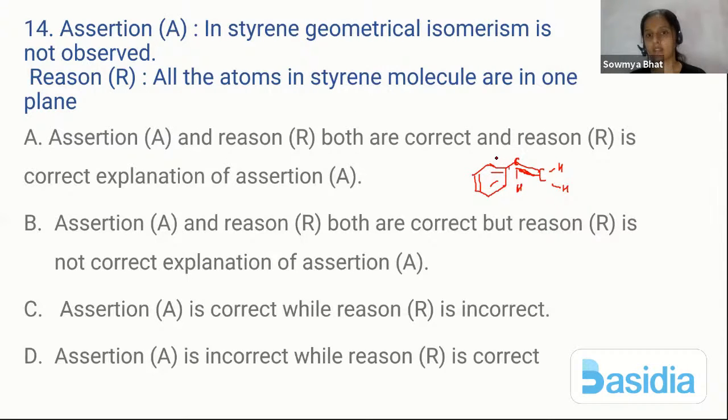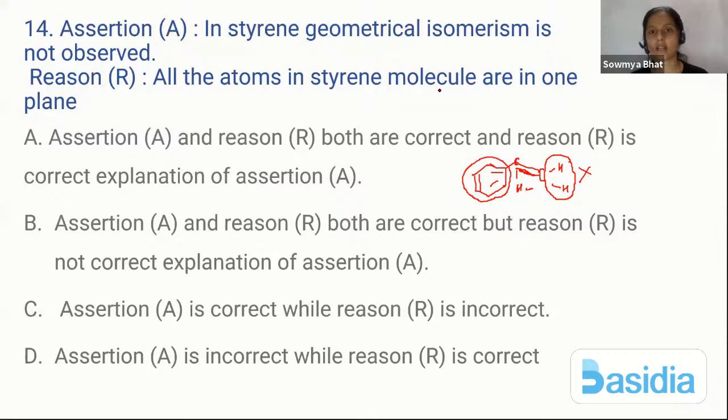So now if you see, this group is different from hydrogen, which is attached to the same one. Here for this carbon, both atoms which are attached are hydrogens. So what happens? It can't show the geometrical isomerism. If these were different, then it can show the geometrical isomerism. Now it can't show the geometrical isomerism. So the assertion is correct because it can't show the geometrical isomerism.